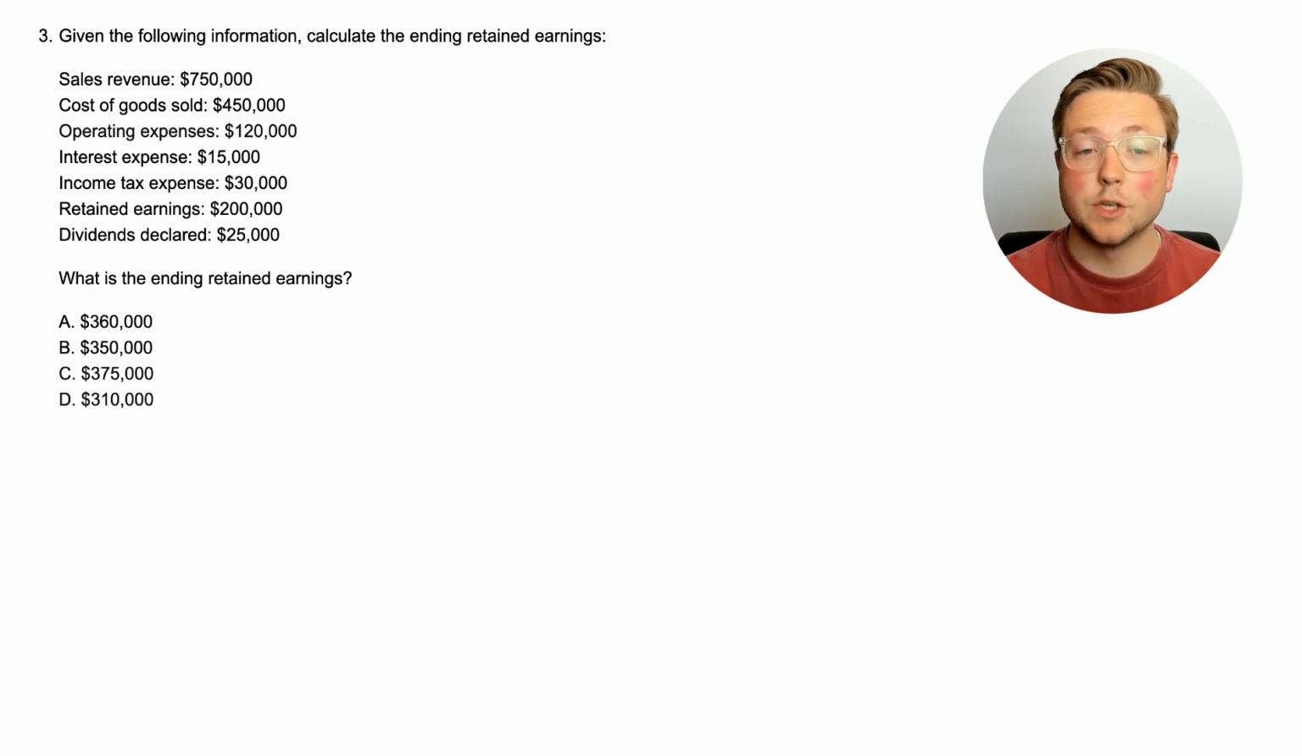All right, here we are at question 3. Given the following information, calculate the ending retained earnings. Retained earnings is a big part of equity, so I figured we could do a question specifically about retained earnings. So we have to take all of this information that's given us and figure out what the ending retained earnings is. It's giving us revenue, a whole bunch of expenses, it's giving us the original retained earnings before incorporating anything else, and it's giving us dividends declared.